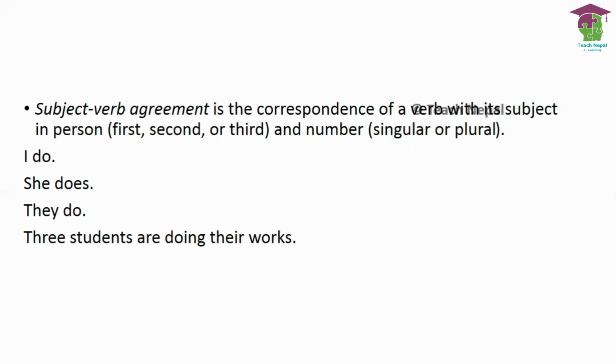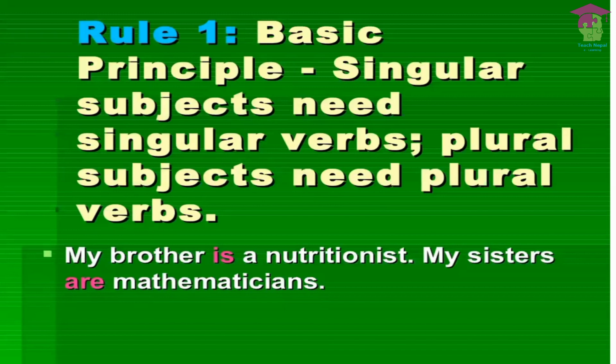Now see the basic principles of subject-verb agreement here. A singular subject requires a singular verb, and a plural subject requires a plural verb. For example, my brother is a nutritionist. My sisters are mathematicians. So my brother is a singular subject here, and my sisters is a plural subject. So with my sisters, it's are here. This is the very basic concept.